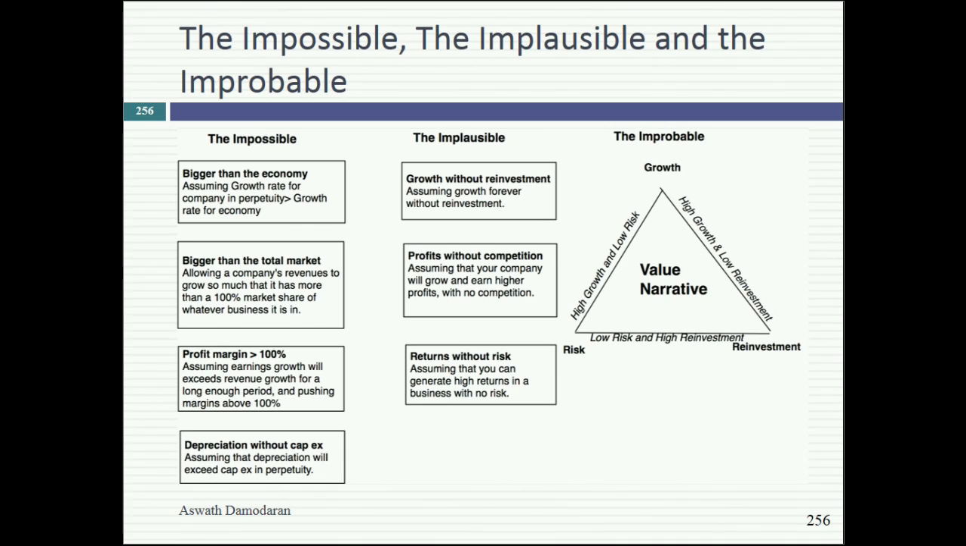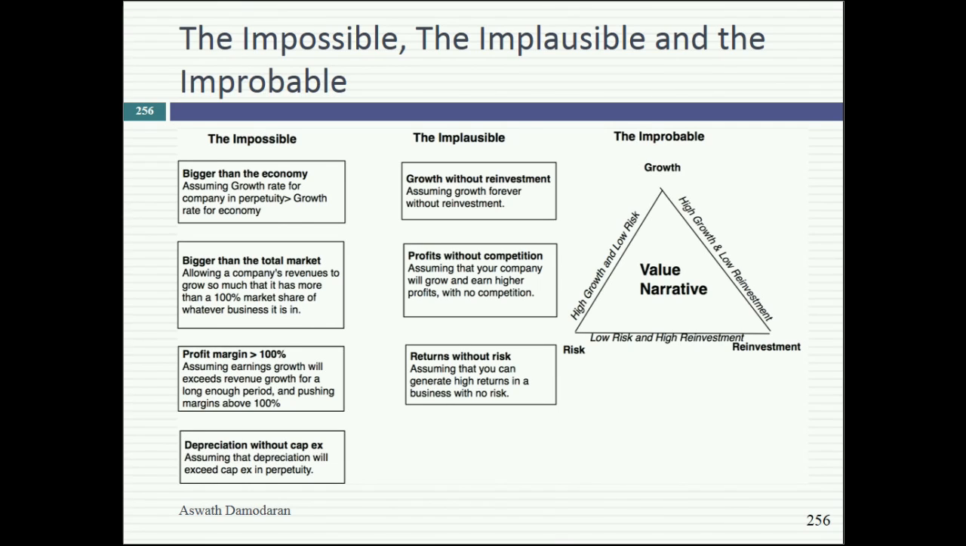So impossible, there's no slack. Implausible, I'm looking for a really good reason. Improbable valuations are the final stage. When I think about valuations, I think of what I call a valuation triangle. Sounds fancy, but here are the three sides to my triangle. One side is growth, the second side is reinvestment, the third side is risk.